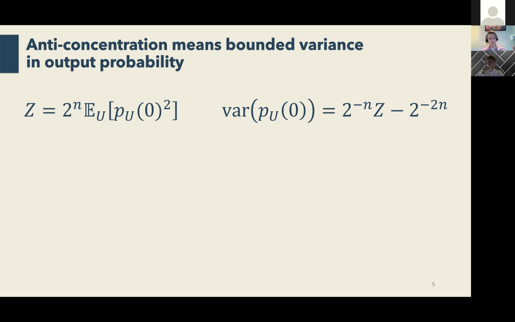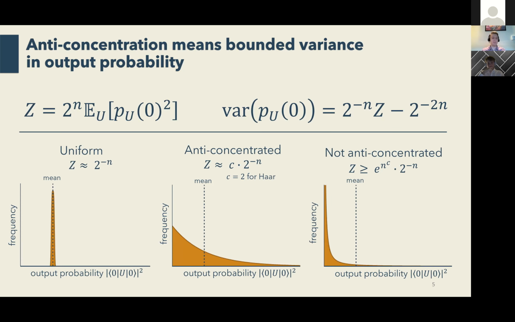So because the collision probability is related to the second moment of this random variable PU, this output probability, it's therefore related to the variance. So a higher collision probability means larger variance in the output probability. So we can plot a histogram of the output probability in these three cases.